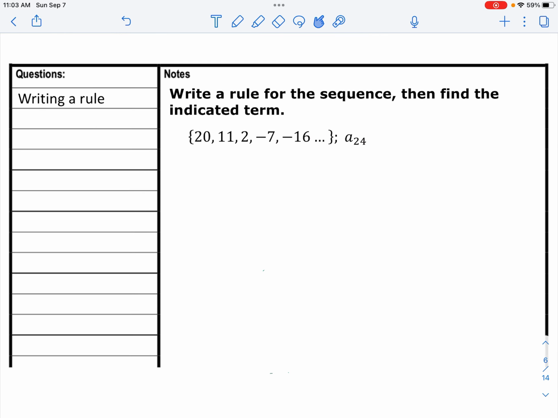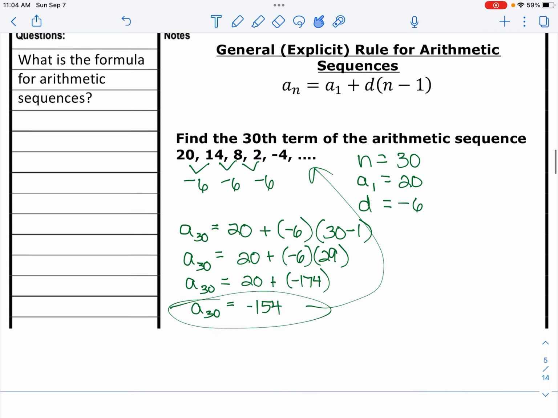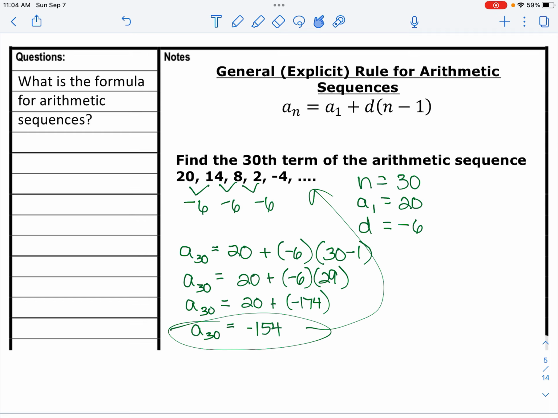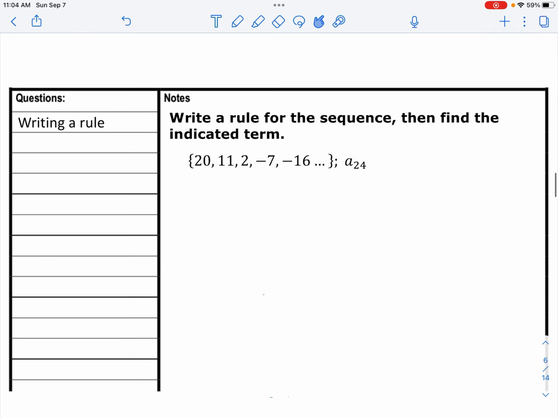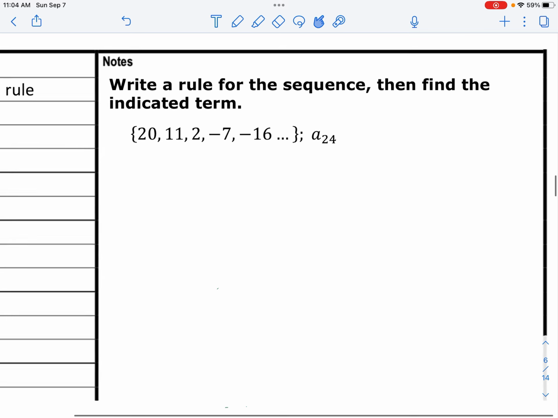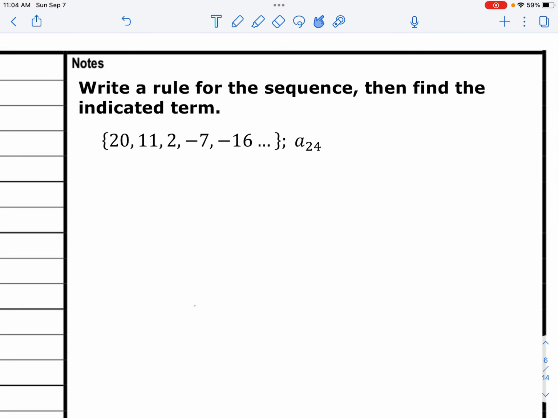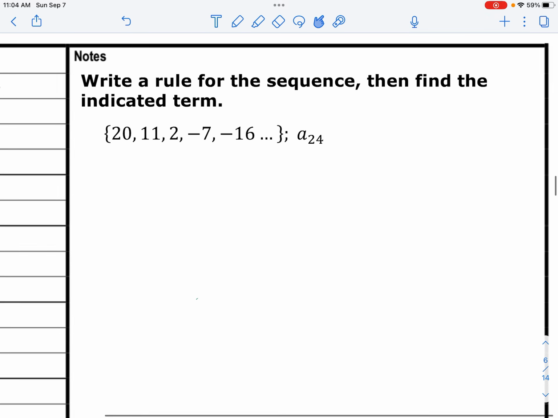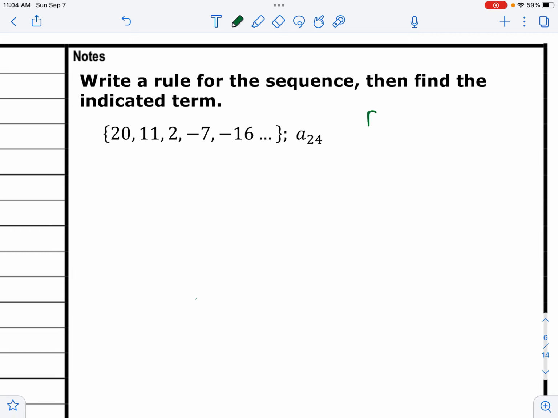Okay. So sometimes they'll write it a little bit differently, but this is the same premise. Write a rule for the sequence, then find the indicated term. So again, I want to use this formula that we set up here and write a general rule. I want to know the 24th term. So n equals 24.